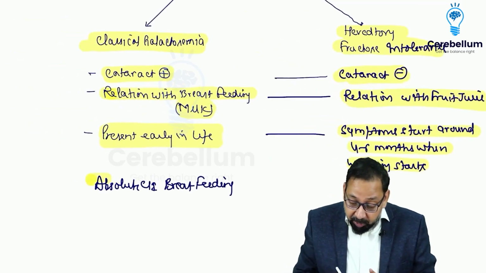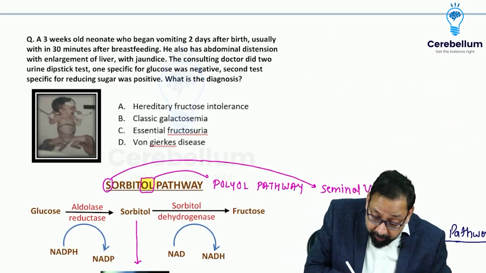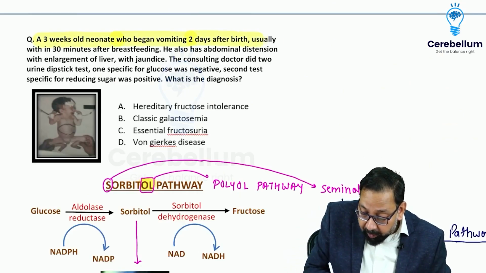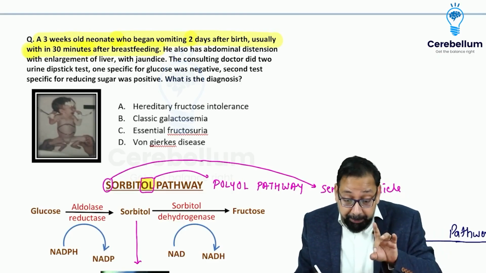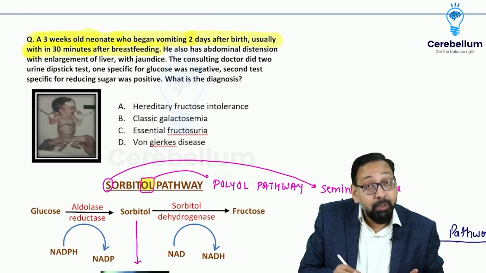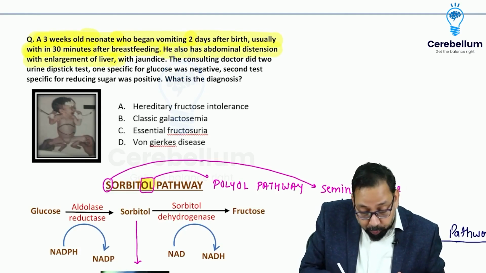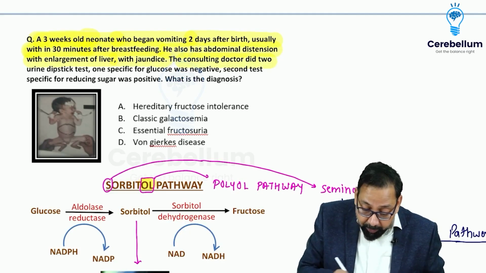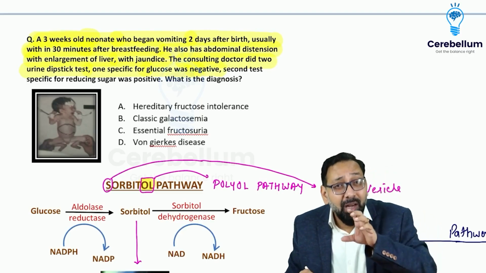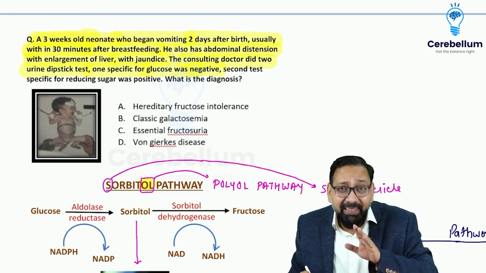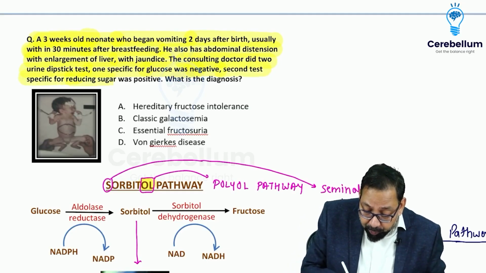In classical galactosemia, breastfeeding is an absolute contraindication. A question is asked: a 3-week-old neonate who began vomiting 2 days after birth, usually within 30 minutes after breastfeeding, means there is a relation with breastfeeding. Early period of life, yes. A 3-week-old neonate, early presentation. Also abdominal distension, hepatomegaly, jaundice is there. The consulting doctor did a urine dipstick test. One specific for glucose was negative. So in glycogen storage disease, the Benedict test would usually not be positive. Second test specific for reducing sugar was positive.